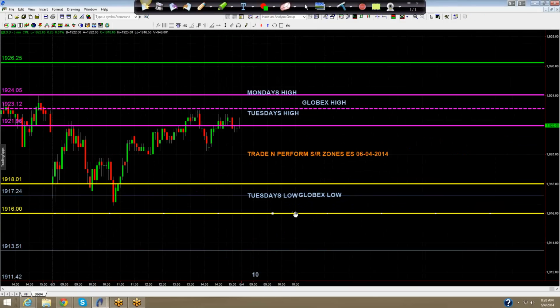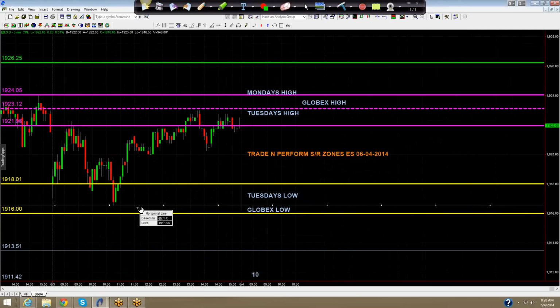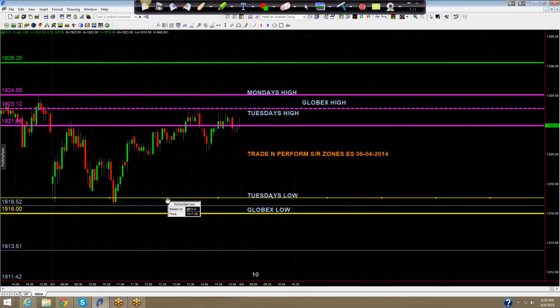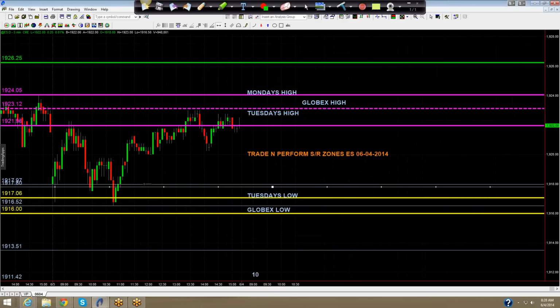Okay, Globex low. And then this is Tuesday's low right here. Okay, so at this point, if I'm going to take this trade, see how poorly auctioned this all was? So what we're going to do, let's just slide this on back. Let's just make it 1916 to 1917. There's a little piece right here, so we could bounce prior to that, but let's focus on where it's easy to focus.